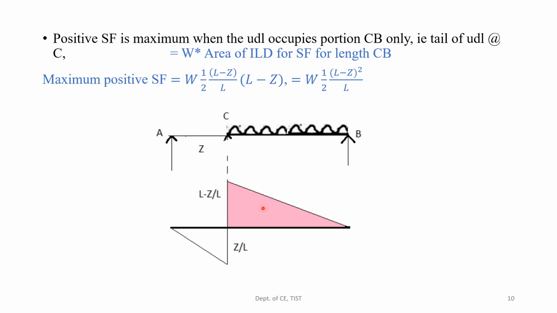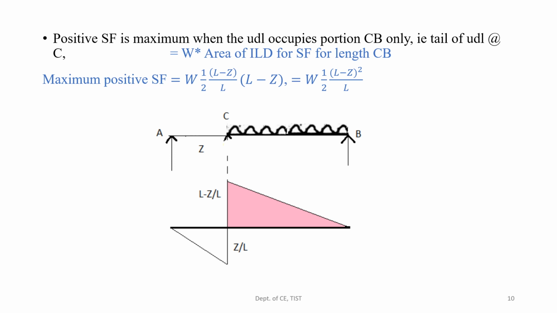Here also you will get a right angle triangle. And how will you find the area of this triangle? That is half into B into H. Here the length is L minus Z and the ordinate is L minus Z by L, that into half into W. So that's equal to W by 2 into L minus Z the whole square divided by L. So that's the value of maximum positive shear force.